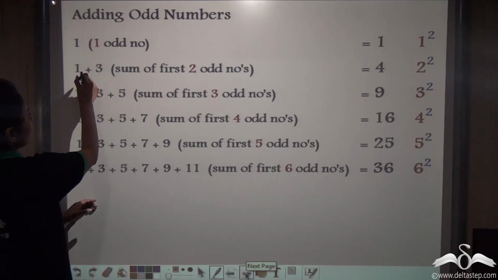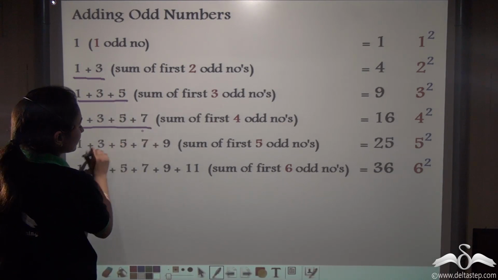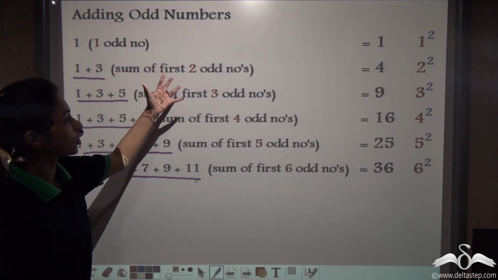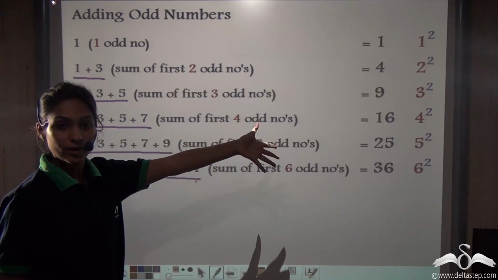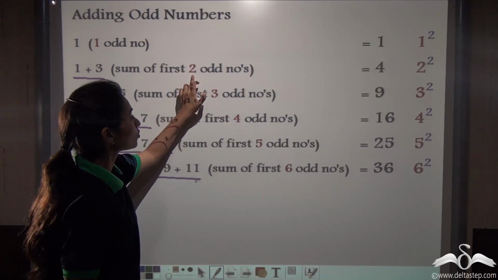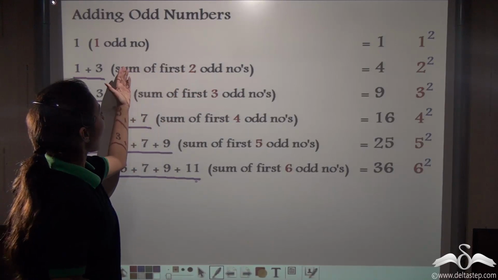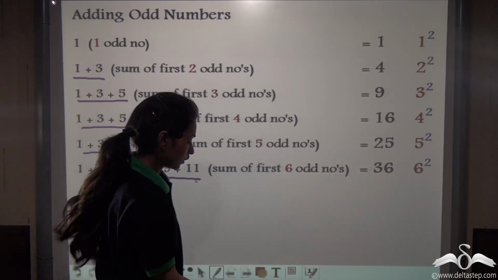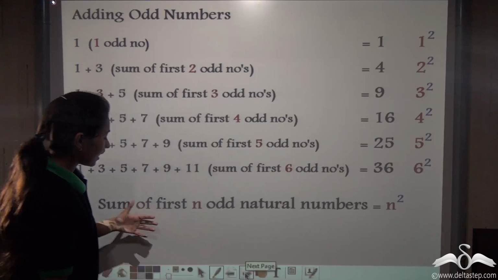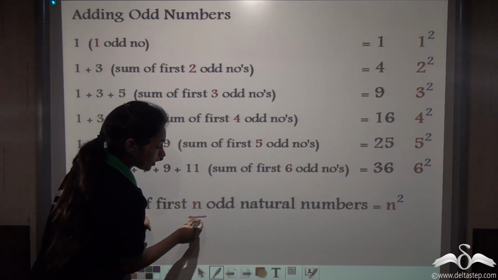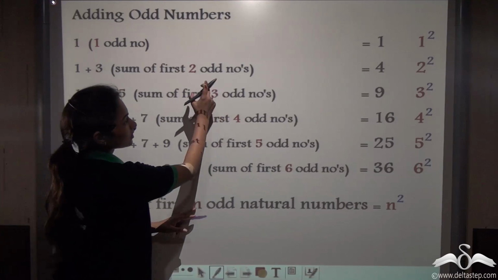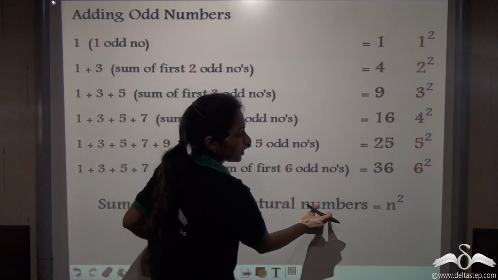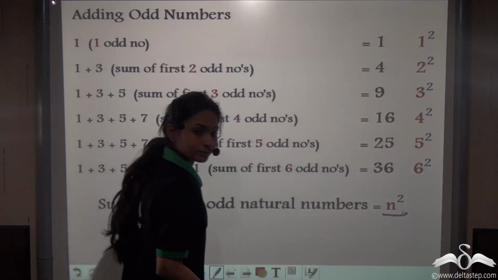You can see that these numbers possess this characteristic where adding the first 2 consecutive odd numbers will give me 2 square, and just replacing this 2 with any number, say adding the first 6 consecutive odd numbers gives me 6 square. So I can say that the sum of first n odd natural numbers, replacing this 2, 3, 4, 5 or 6 with n, will give me n square.